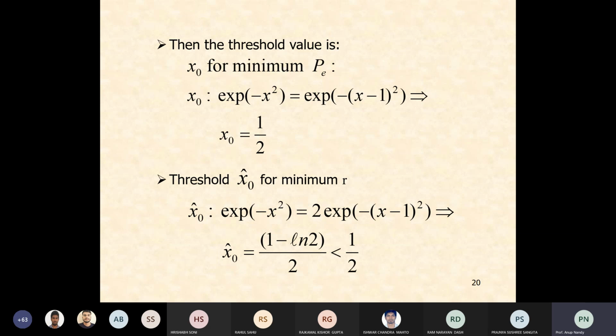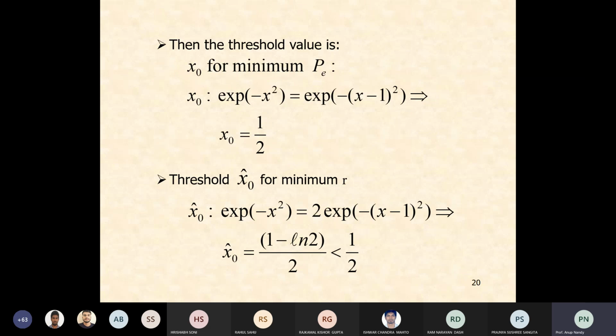half. Then in the minimum risk case you would get x naught from exp of minus x square and exp of minus (x minus 1) whole square, which will give x naught equal to half minus ln 2 by 2, which is less than half. So this is the threshold which is moved to the left of the half. And if the two classes are not equiprobable, then it is easily verified that if P(w1) is greater than or less than P(w2), then the threshold is moved to the right or left accordingly.